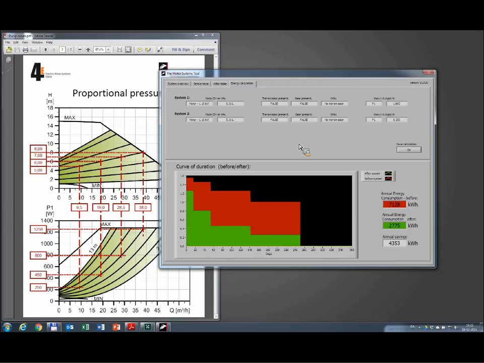Of course, it can be discussed how the duration of the hours and so forth would be in real life, but this gives you an idea of the savings, at least on a theoretical level.